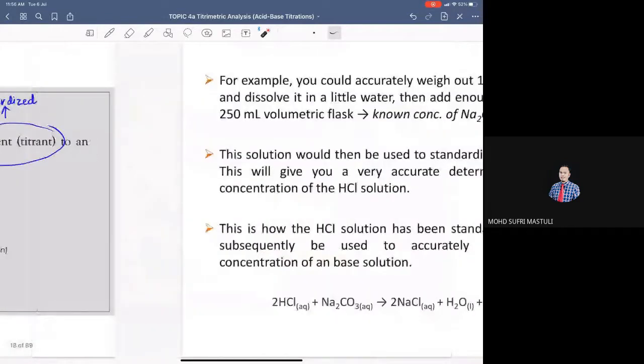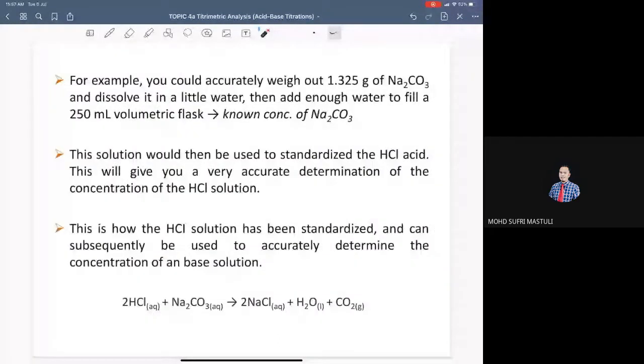This is an example of standardization before we move further to titration. For example, you can accurately weigh 1.325 gram of sodium carbonate and dissolve it in water. Then we add water until the calibration mark of a 250 mL volumetric flask, and we can calculate the concentration of sodium carbonate. Because we know the mass, we can calculate the mole, and because we know the volume of the solution we prepared, we can know the molarity, which is mole per liter.